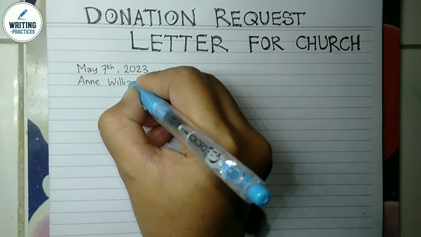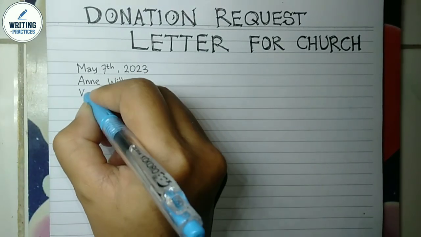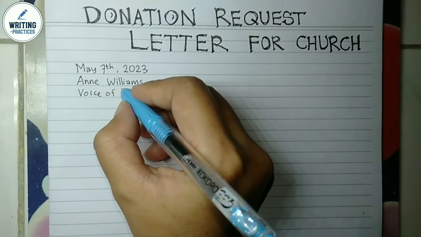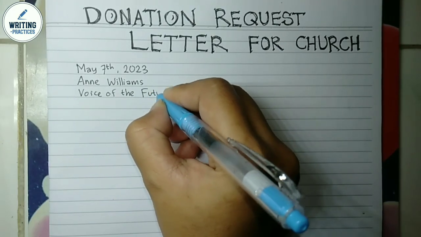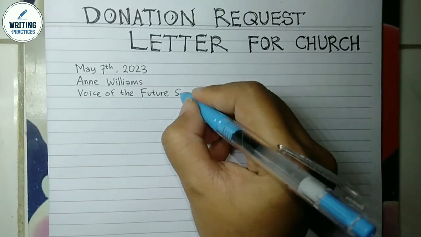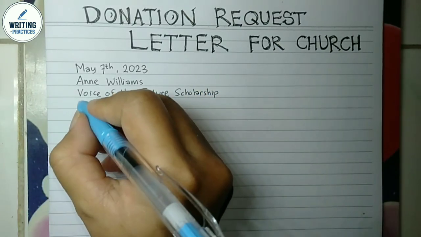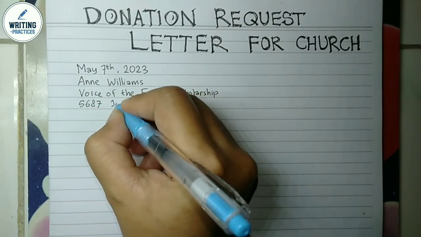First of all, you can write today's date. And then, write the details of the addressee, or the person you are writing the letter to. Write their full name, their position in an organization, complete with the address. Include the street, city, and also the zip code.